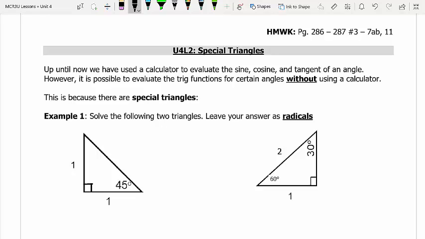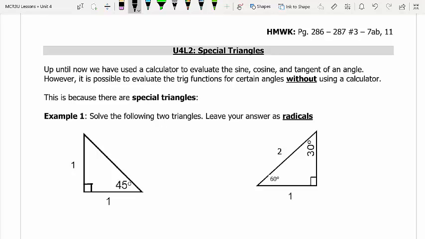Unit 4, Lesson 2, Special Triangles. So up until now, we've always used a calculator to solve questions that involve sine, cos, and tan, right? In the last lesson, we always punched those numbers into a calculator, right? Sine 30, sine 45, whatever the values were, we used our calculators.